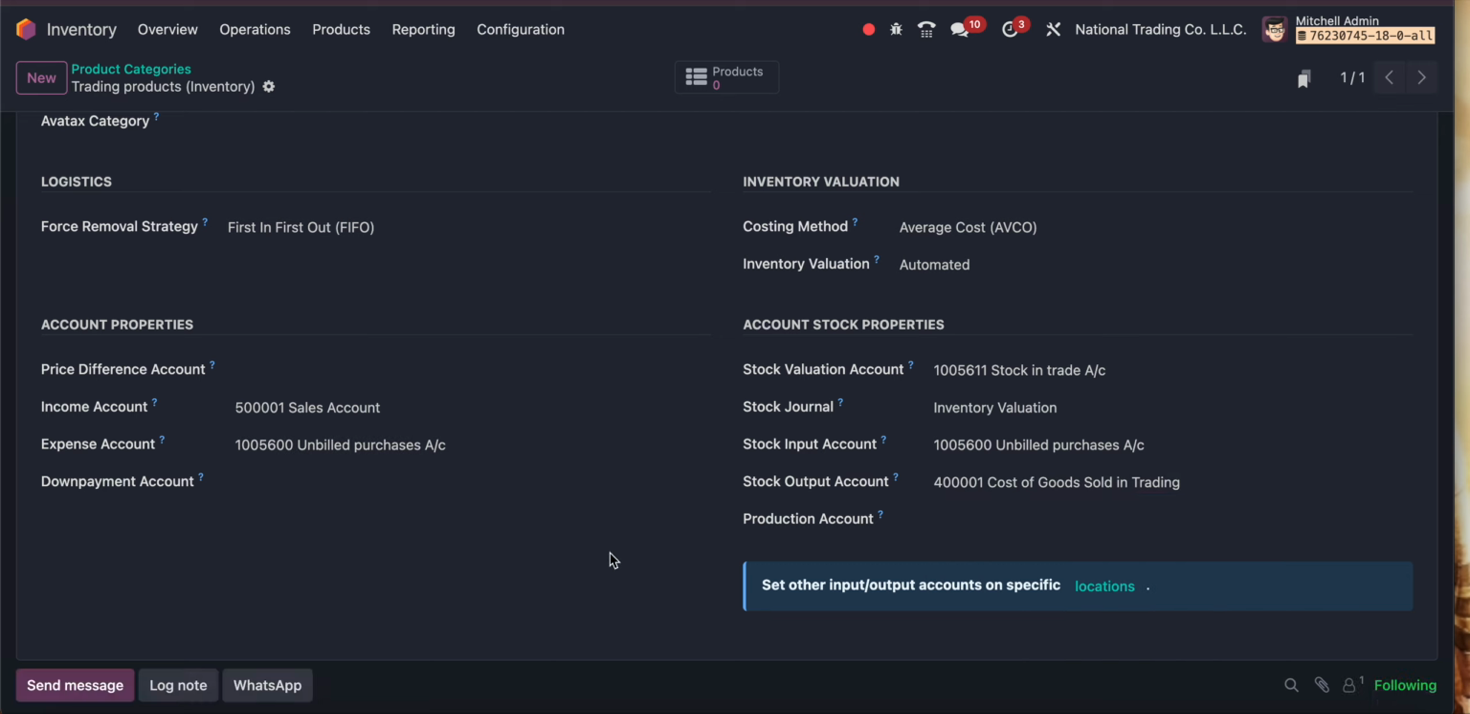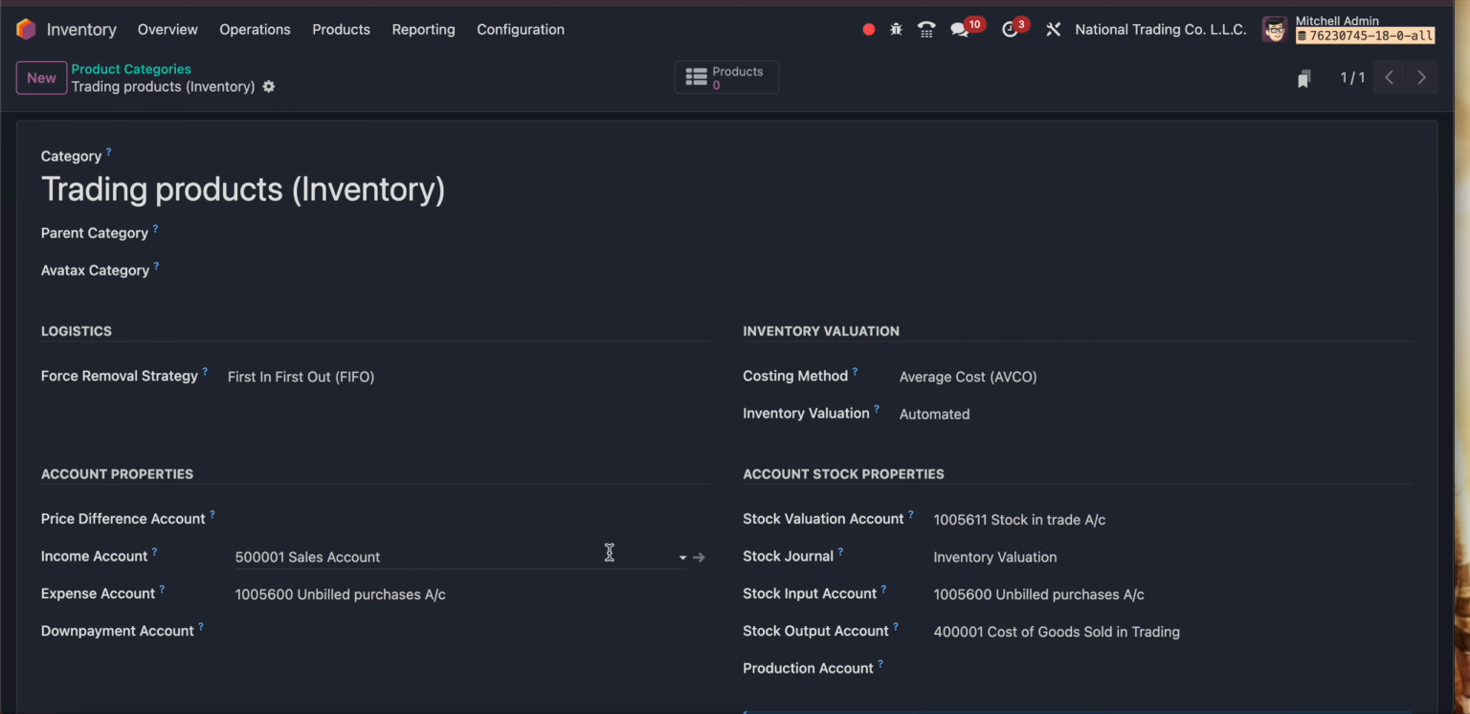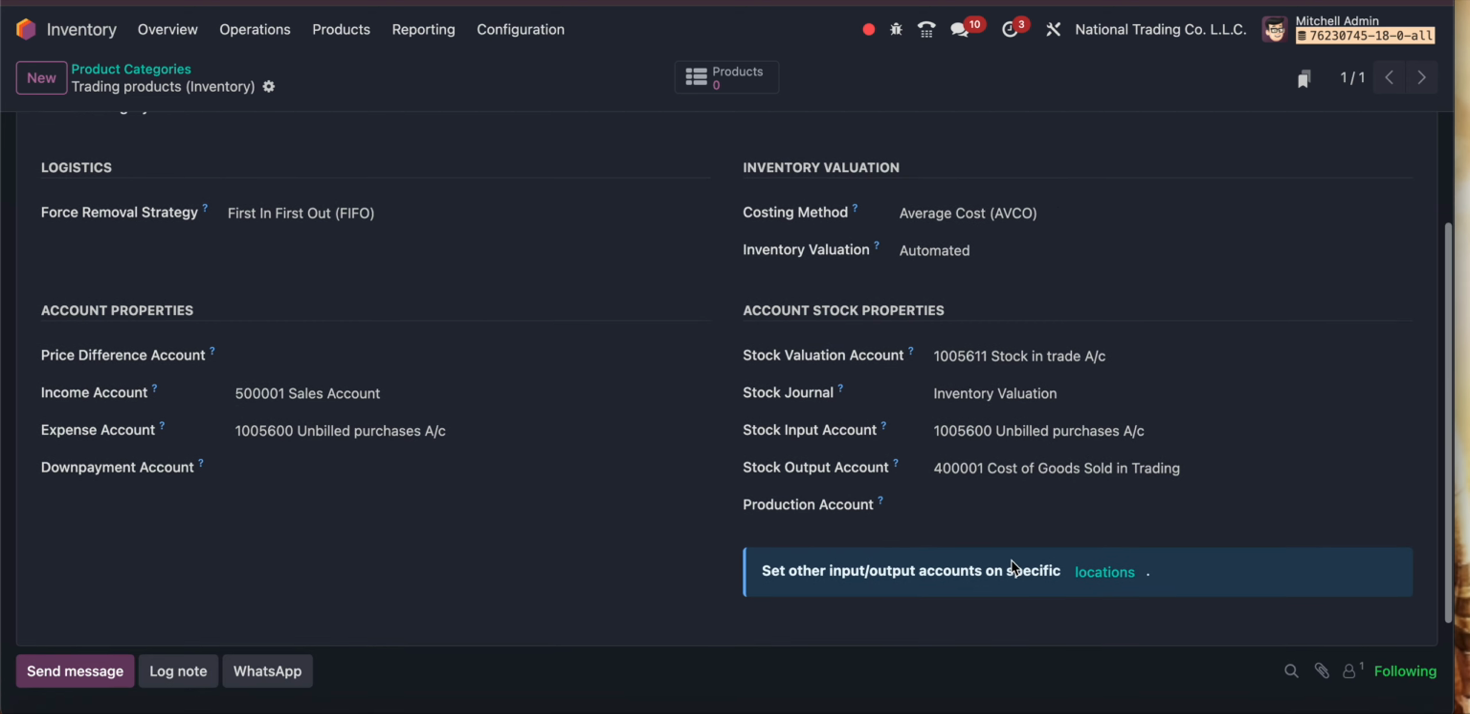So the product category configuration is done for our first product category, which is trading products inventory. In another video, we will see how to configure a product category for service type products and consumable type products. And if we are dealing with only a trading business, that means buying and selling of goods, then the production account field is not mandatory. Production account is applicable when you have manufacturing activities.